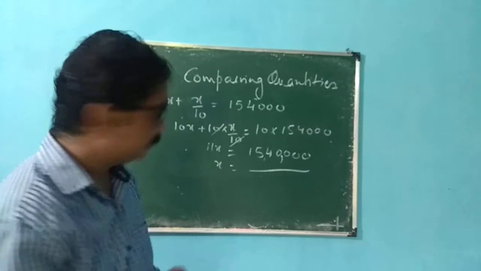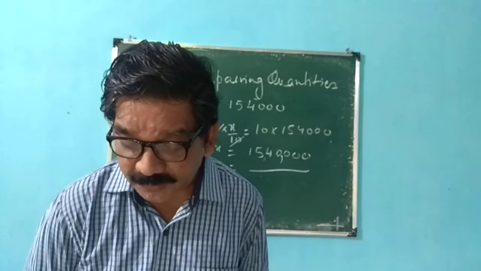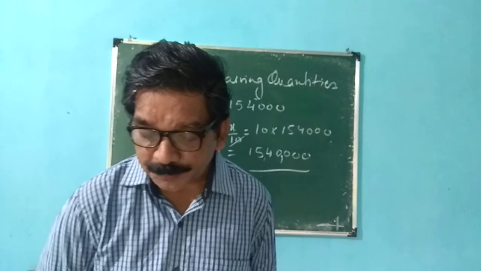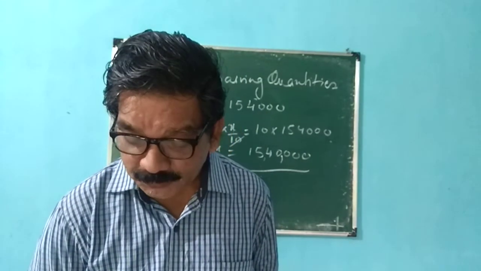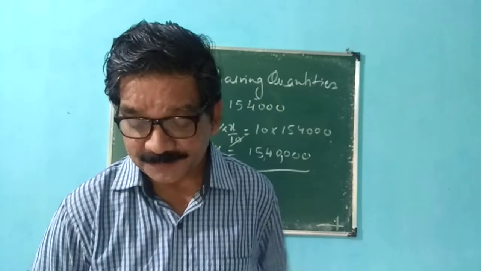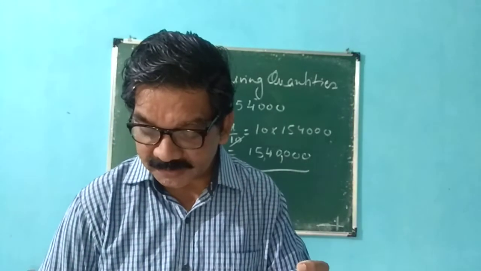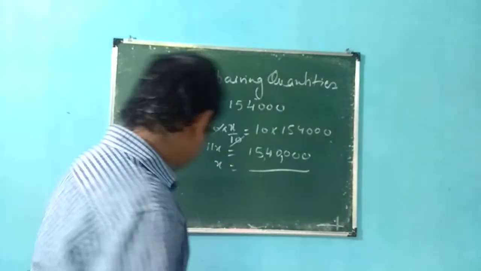Question number 4 is the cost of an article was rupees 15,500. Rupees 450 were spent on its repair. If it is sold for a profit of 15%, find the selling price. They have given the profit percent, they have given the cost, and you have to find out the selling price.